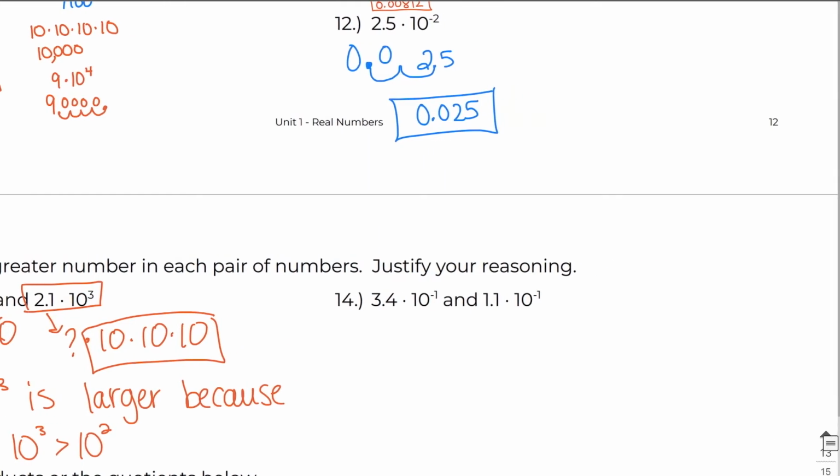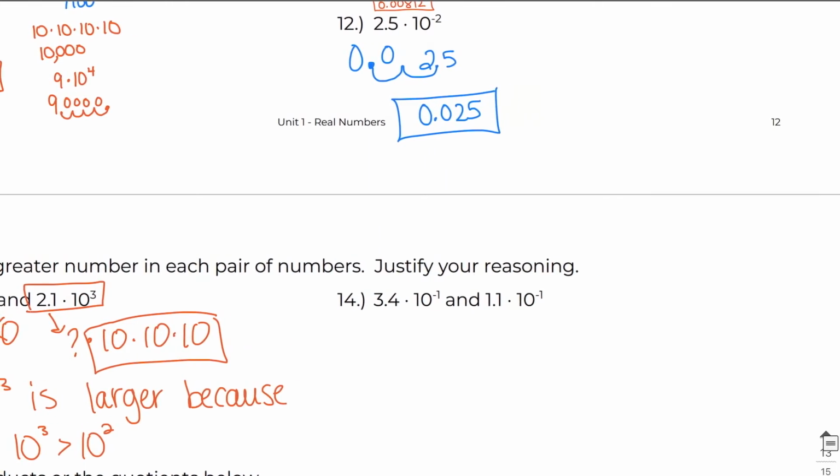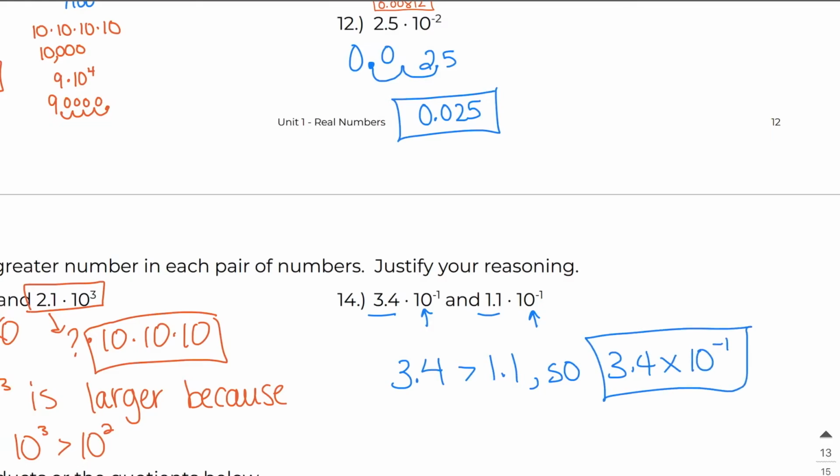All right, so for number 14, same idea. We've got 3.4 times 10 to the power of negative 1, and then we've got 1.1 times 10 to the power of negative 1. This time we have the same exact exponent. So instead, we now can look at our coefficients because here we're dividing by 10 each time. So here we can say that 3.4 is greater than 1.1. So 3.4 times 10 to the power of negative 1 is the larger number.